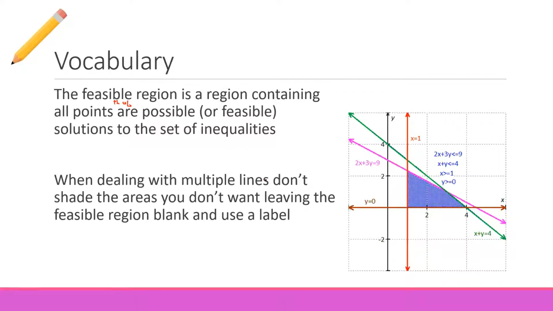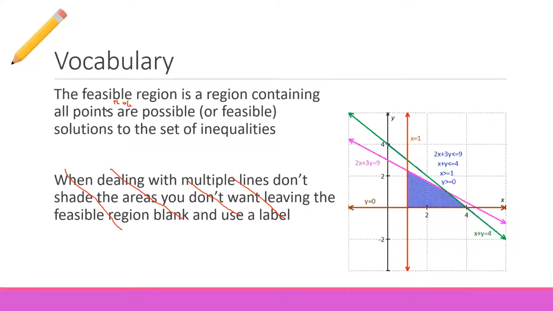When dealing with multiple lines, don't shade the areas you don't want to leave. Oh my God, just don't write that down. Just stick with the first statement here, okay? The feasible region is the region containing all points that are possible or feasible solutions to the set of inequalities.